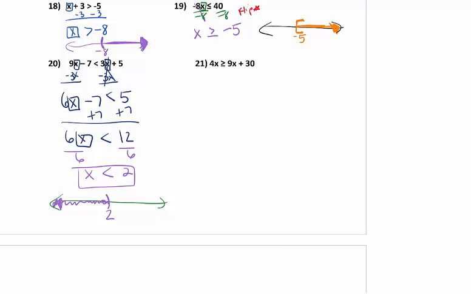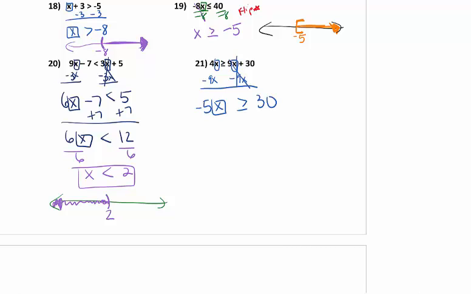So going to our last one for this type, again, what is my goal? My goal is to get my variable by itself. I still strongly recommend, for the graphing reasons, to always move your variable to the left-hand side. Yes, it will give you a positive if you move to the right, but it's not going to be easy to graph it at that point. So I get 4 minus 9, which is going to give me a negative 5x is greater than or equal to 30.